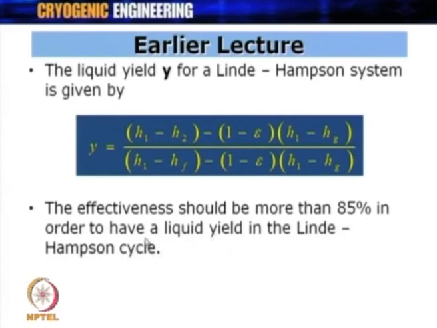We had seen with the help of a numerical that as the value of epsilon decreases, and when it decreases below 85%, the value of Y is very close to 0 or almost 0, meaning that the heat exchanger effectiveness should be very high. It should be much higher than 85% if you want to have a good value of Y, and normally this value will be around 95% or above, in order that you get a high value of Y or a significant value of Y in this case.